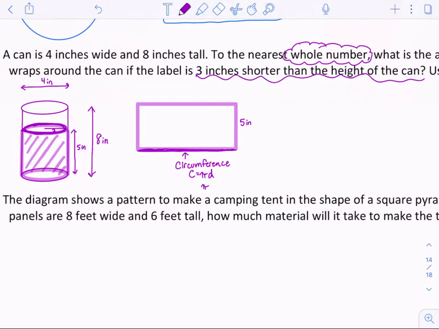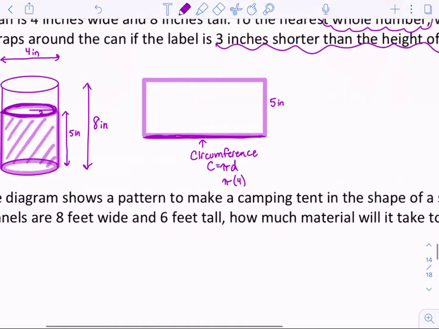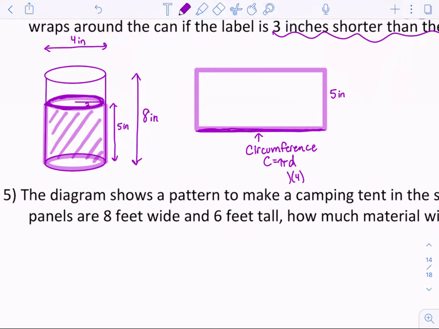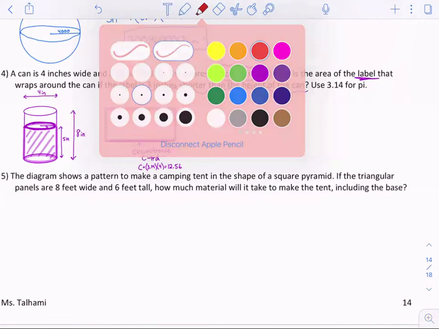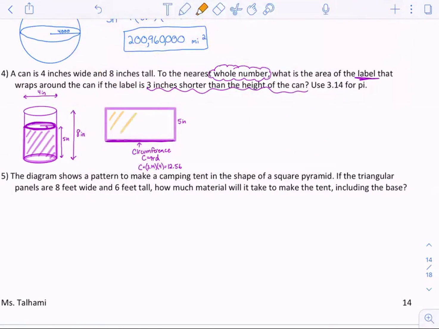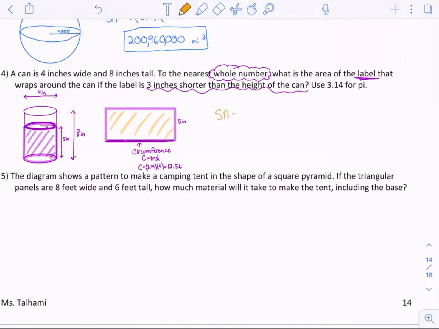So pi times my diameter, the whole thing we said is 4. But it says here use 3.14 for pi. So I'm actually going to erase this pi and I'm going to replace it with 3.14. So 3.14 times 4 is 12.56. And I'm trying to find the surface area of the rectangle, which is length times width. So 12.56 times 5 is 62.8.